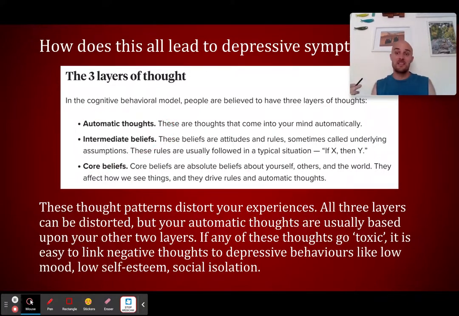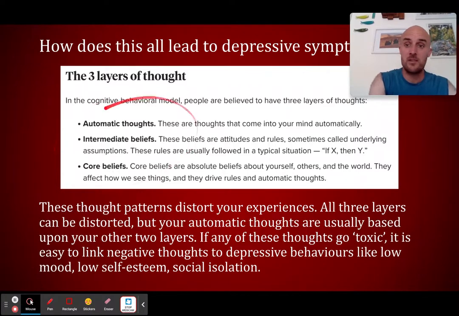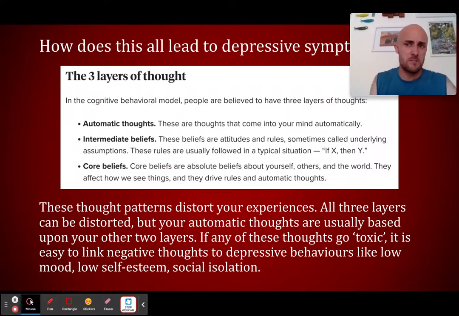And Ellis is essentially saying, in order for you to get depression, any of these can go toxic. Any layer of these can go toxic. The deeper the level, the worse it would be. And any of these would link to depressive symptoms. The deeper the layer of thought that gets toxic, the worse the depression.